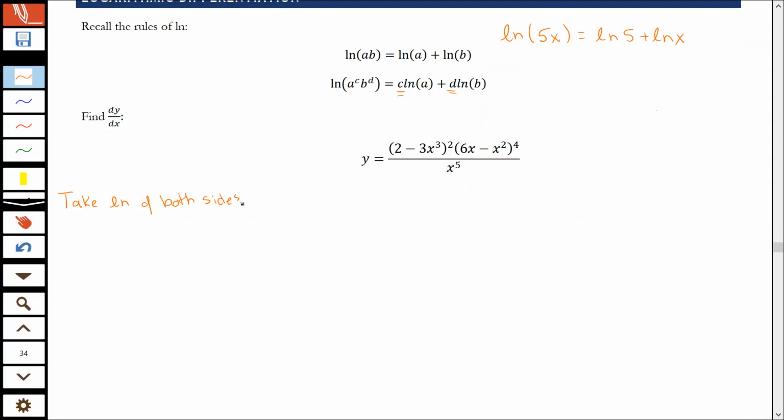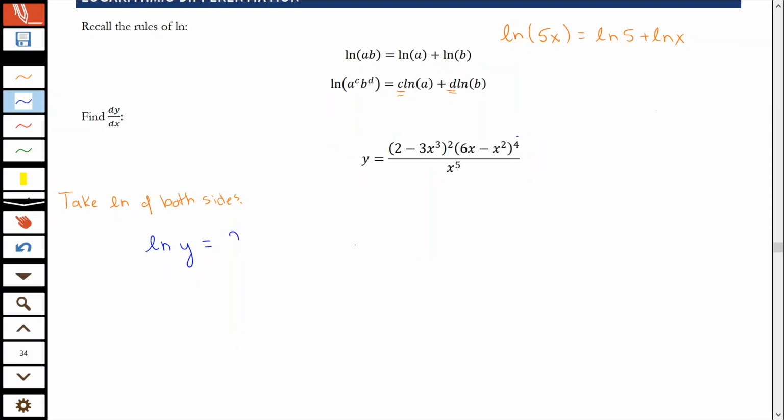So if I take the ln of y, I'm left with ln y. But if I take the ln of the other side, we want to recognize that anything that's multiplication is going to become addition, and anything that's division is going to become subtraction, plus we're going to bring any of our exponents down and out front. So when I ln this entire thing, I'm going to end up with a plus between these two terms, a minus of our x to the 5, and all of our exponents are going to come down and out front. We're just applying our rules of ln. We're not even taking a derivative yet.